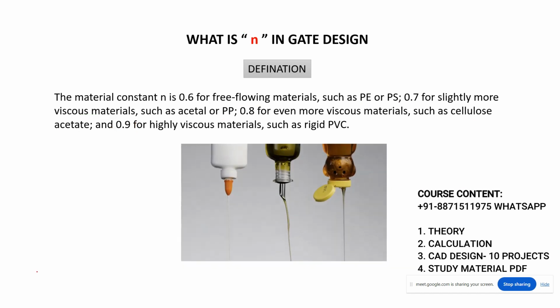What is the n here? Nothing but it is the free flowing capacity of the material. If the material is in melted condition, in how much diameter hole can it flow? So this is the free flowing material capacity. So that's why this is the standard value, as I told you. The n value for PS is 0.6, PP is 0.7, and for PVC it is 0.9. Understood?